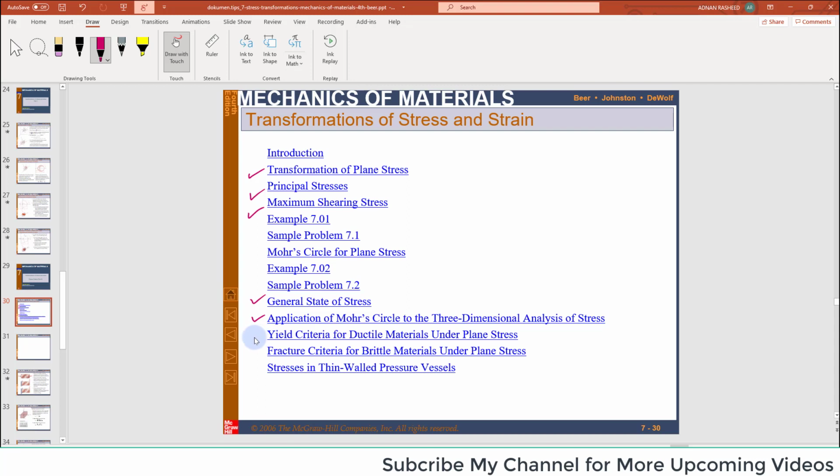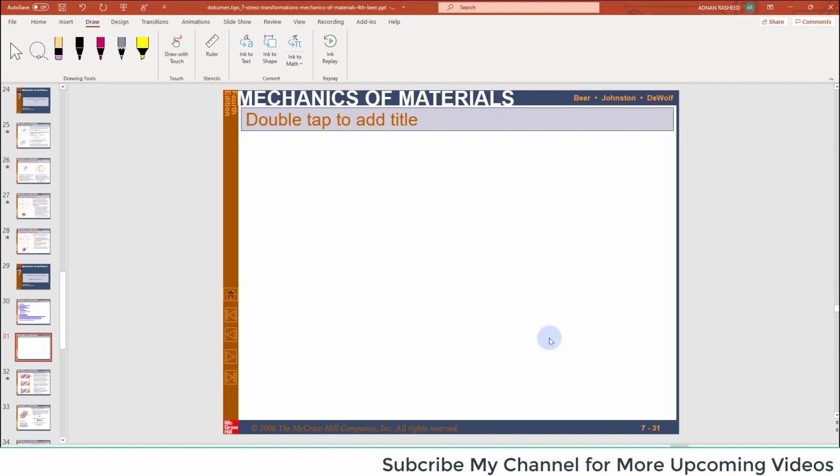Now in this lecture we will focus on yield criteria for ductile material under plane stress, and then we will move toward fracture criteria for brittle material under plane stress. So our main focus will be on these two topics. So basically these are the failure criteria.